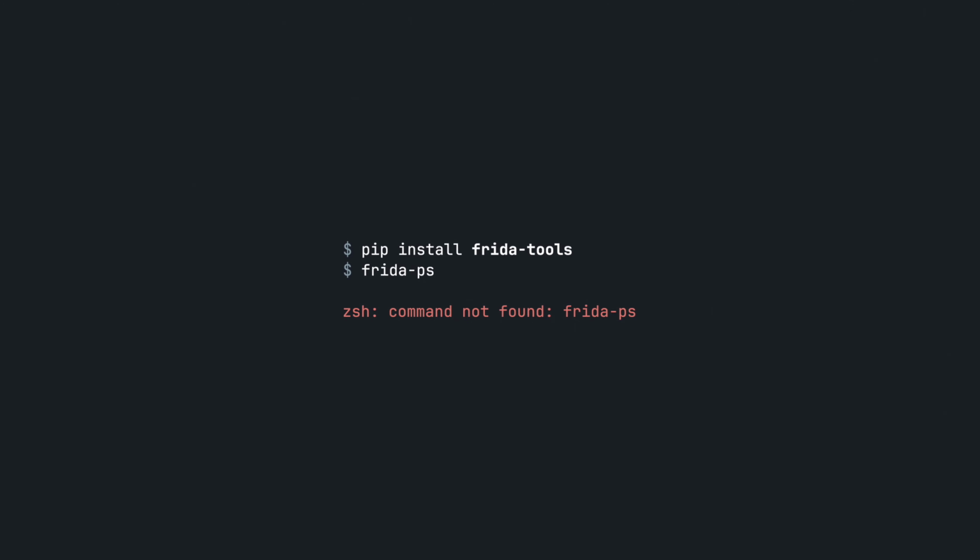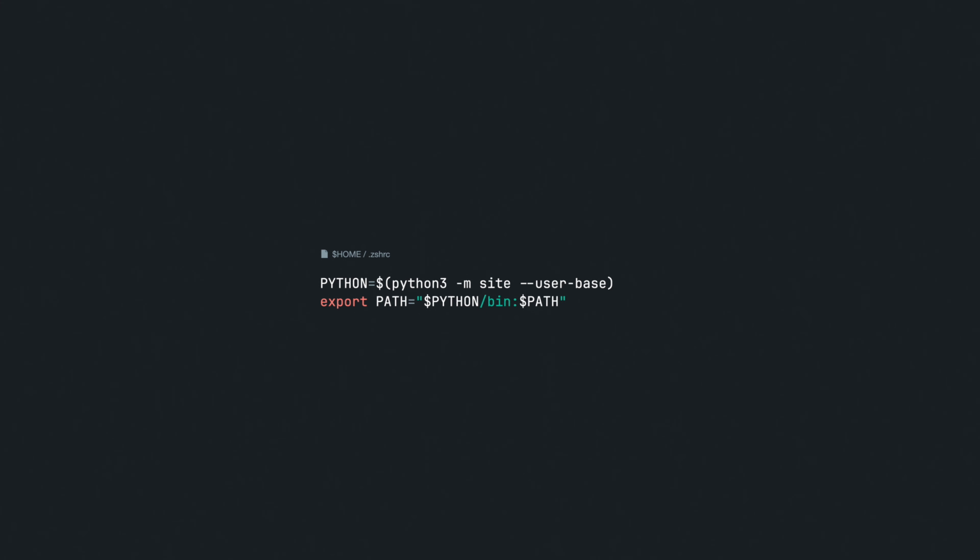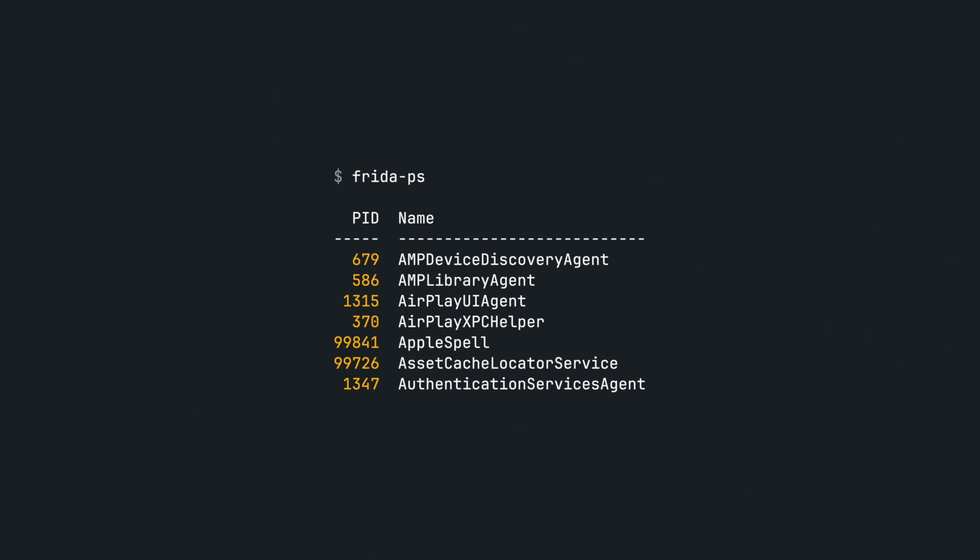Right? Wrong. First we need to add Python's bin directory to the path. To do this, append these lines to the .zshrc file in your home directory. Let's try again. If you see a list of processes displayed, congratulations, Frida is now ready.